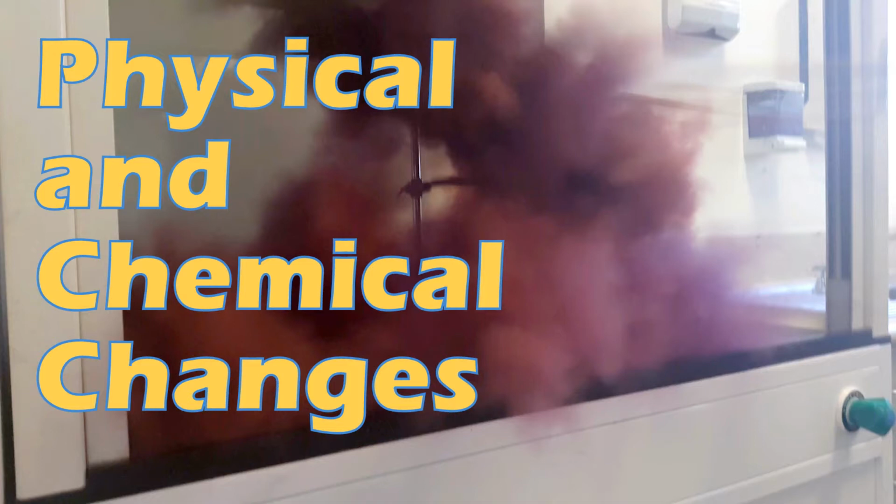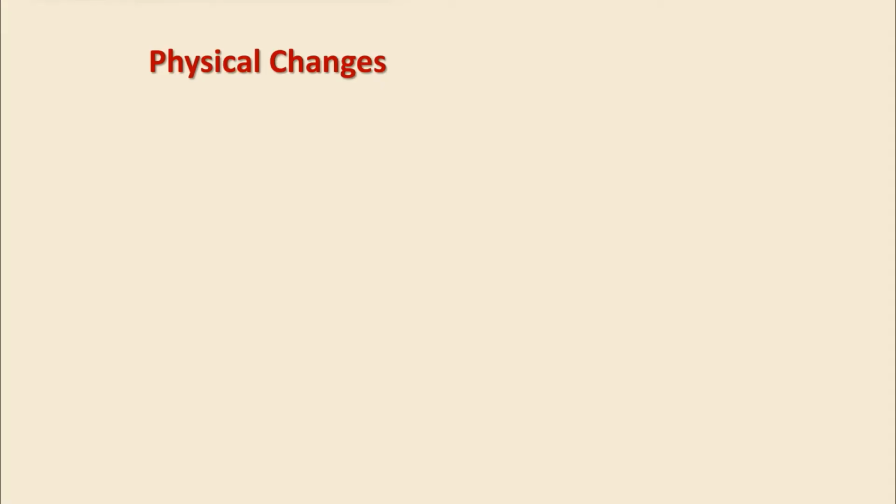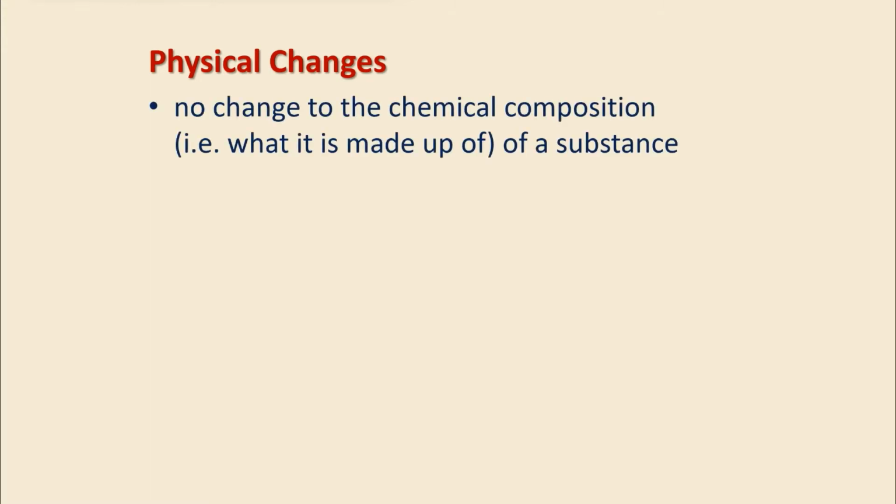Let's take a look at physical versus chemical changes. With a physical change, there is no change to the chemical composition of a substance. So essentially, what it's made up of doesn't change. Now, physical changes are often easy to reverse.